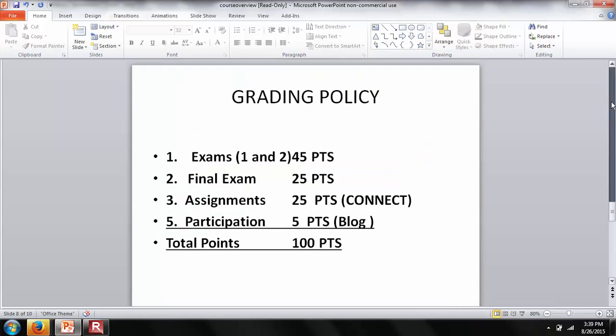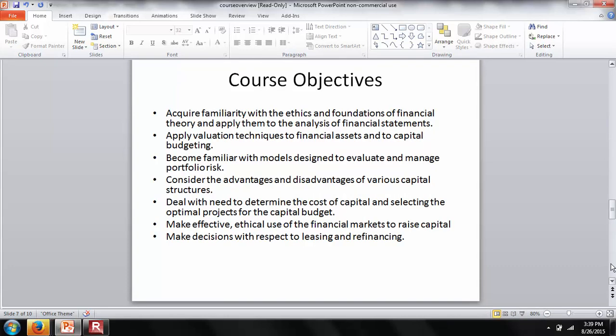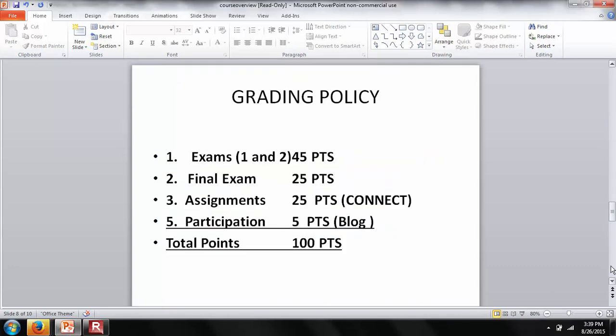Okay, so we want to talk about the grading policy. So what we see here is that there will be two exams, exams 1 and 2. Then we have a final exam. There will also be assignments, and finally there will be participation online.